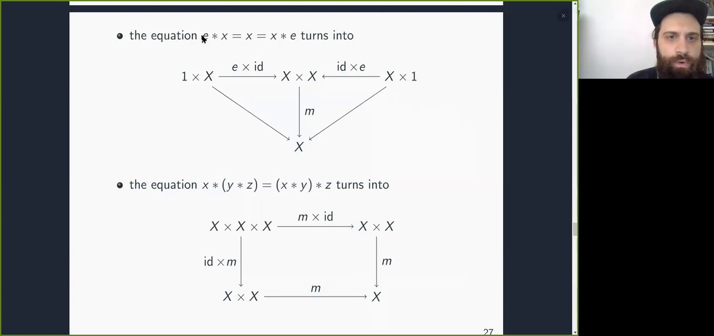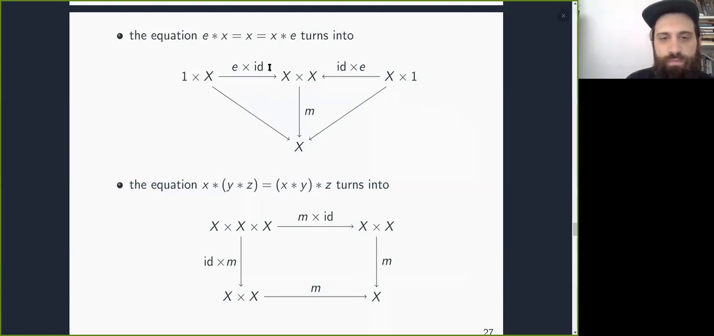We want to multiply an arbitrary element of x on the left by the identity element. And what we should get is just x again, little x. So that equation on the left-hand side is captured by this left-hand triangle.